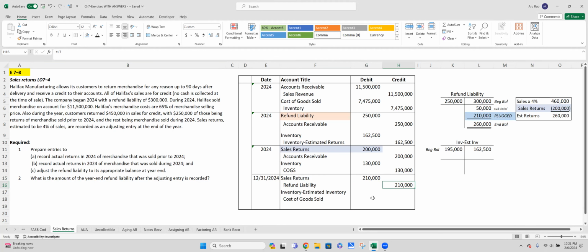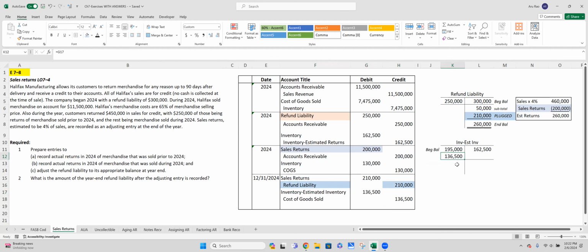65% of that is for this journal entry. 210 times 65%. Now, refund liability, that number was already plugged there. We work backwards to come up with this number over here. Inventory, estimated inventory is debited 136. So let me put that number over here.